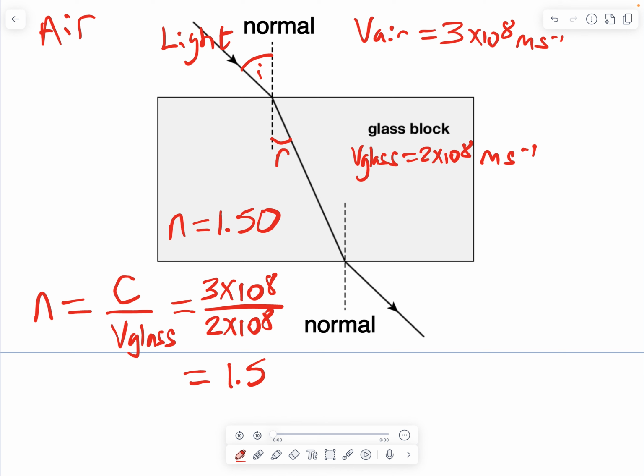So the refractive index of glass is 1.5. And all that's telling us is it is the ratio of the speed of light in a vacuum to the speed of light in the glass, or you could say it's the ratio of the speed of light in air to the speed of light in glass. So all that a refractive index tells us is it's the ratio of two speeds, the speed of light in the material that it's going from into the speed of light in the material it is going into. It's the ratio of those two speeds. Okay, so that is what is meant by refractive index.